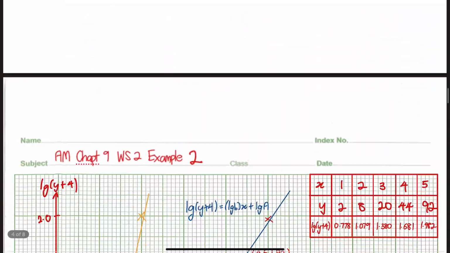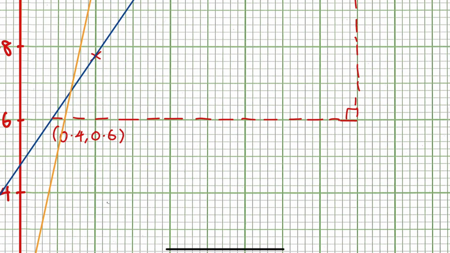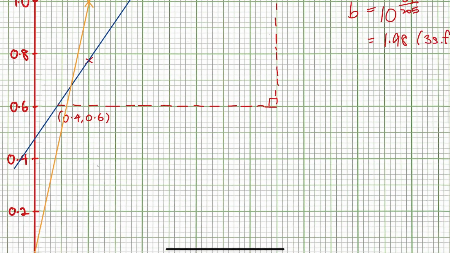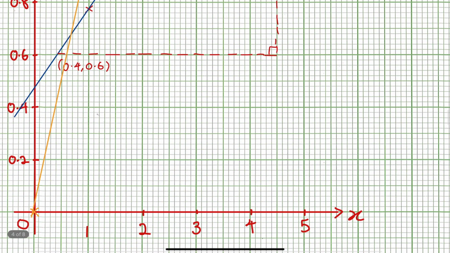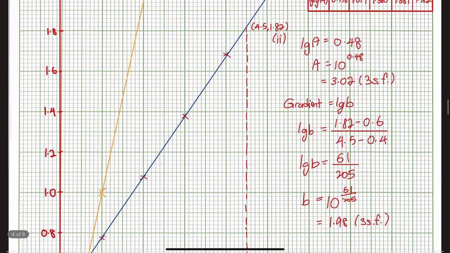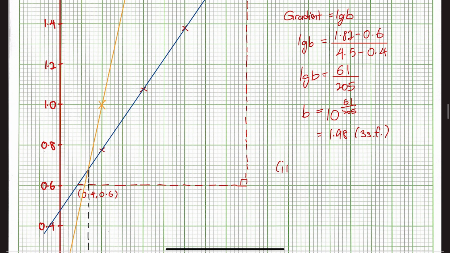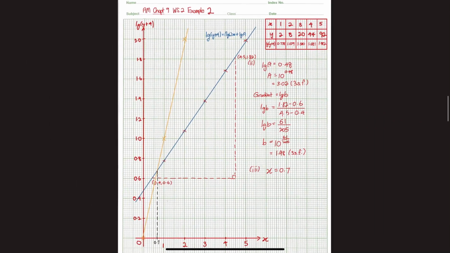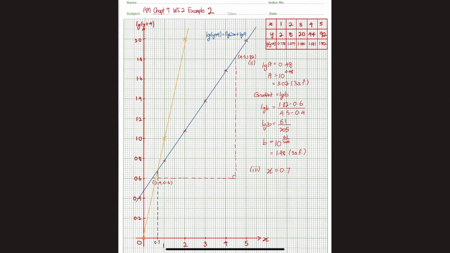Okay, I look at my graph equation. The corresponding x value, which is the intersection, is roughly about, I draw a dotted line down, roughly this point over here. And this value of x would be simply 0.7. Okay, so last part for part 3, the answer to this question is simply x is equal to 0.7. And with that, we have done example 2.